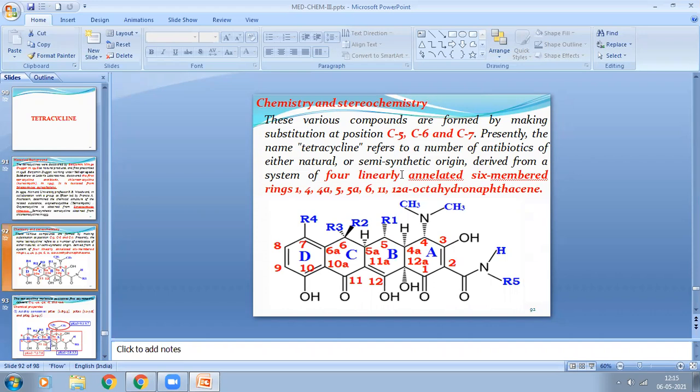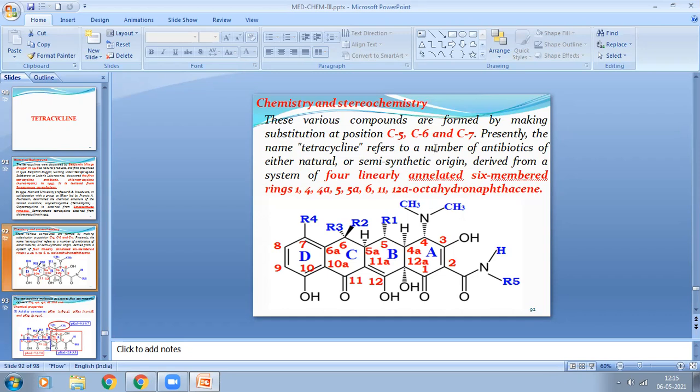Based on the above conventional structure, various compounds are formed by making substitutions. See here, this is the structure of tetracycline. In one position there is a ketone group and at position 2 is the carboxamide functional group. Here are the four rings A, B, C and D, and these are the numbering given. The various semi-synthetic tetracyclines are obtained by substitution at positions C5, C6, C7.